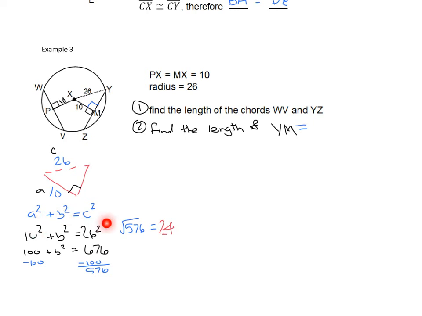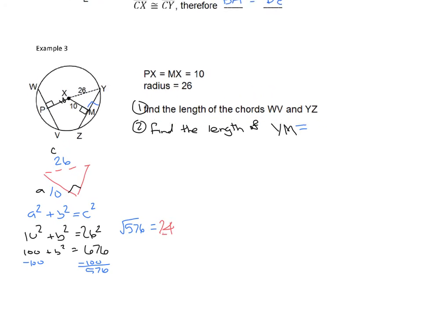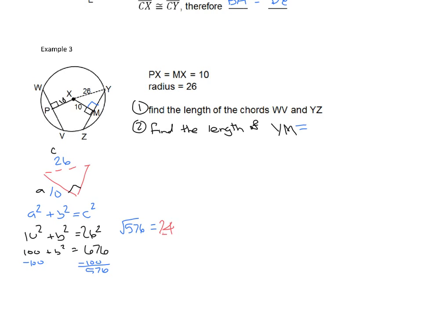So when I plug this into the Pythagorean theorem, we get 10 squared plus b squared equals 26 squared. So that's 100 plus b squared equals 676. Subtract 100 from both sides. You end up with 576, which hopefully you know is clearly not our answer because we need to do one step more, and that is to take the square root of it. When you take the square root of 576, you end up with 24. So YM is 24.